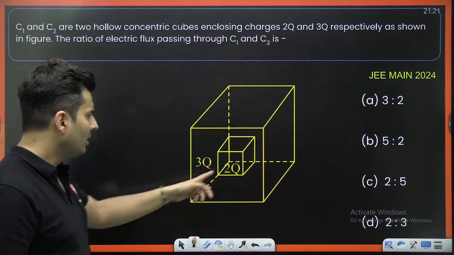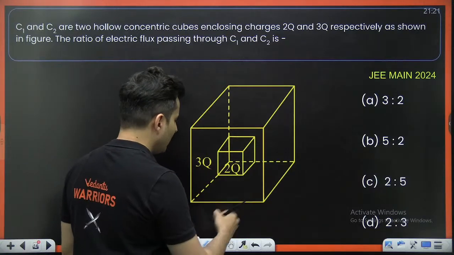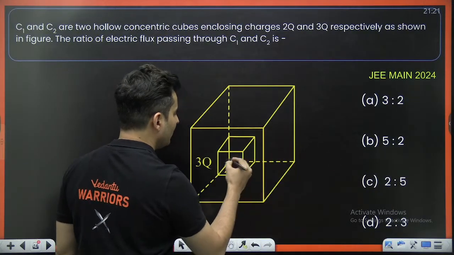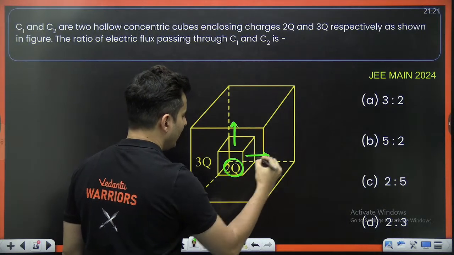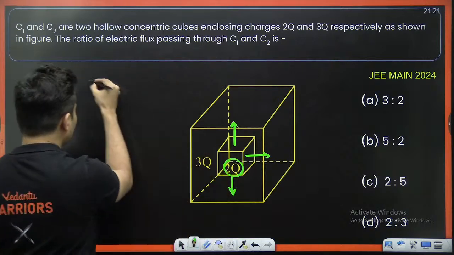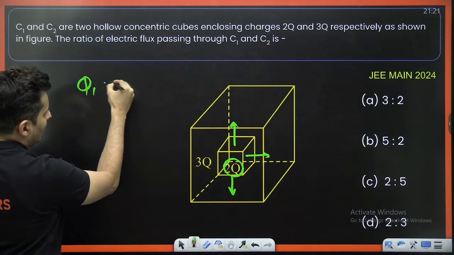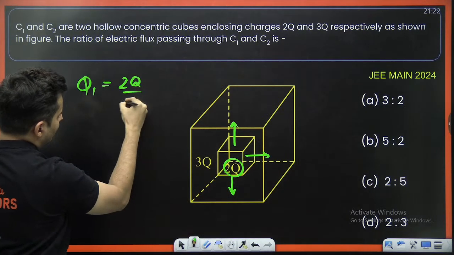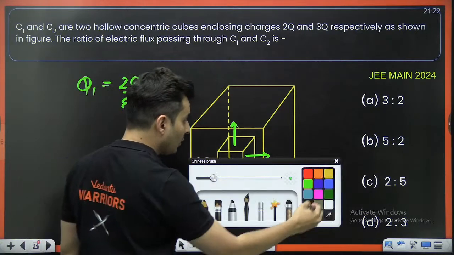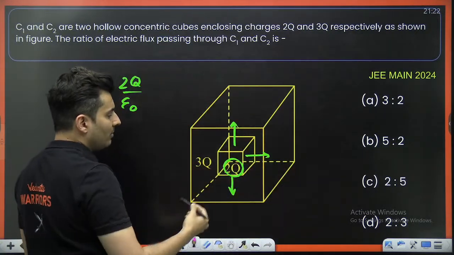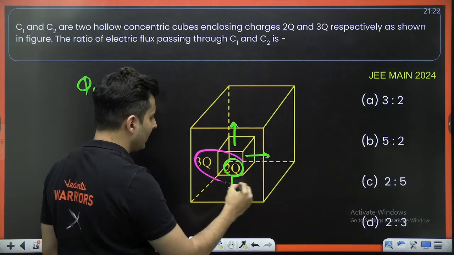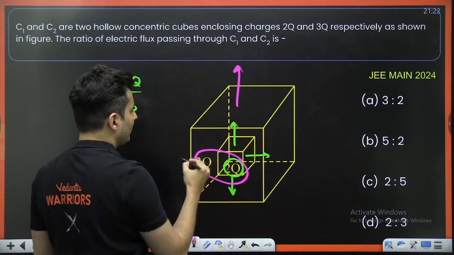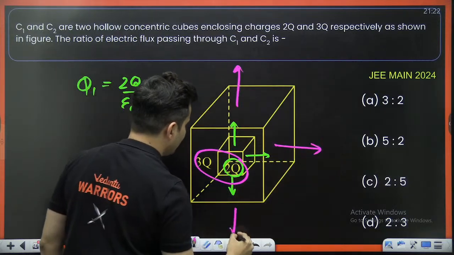What about this question? There is a charge 2q here. So the flux through the inside cube will be 2q by epsilon naught. If you look at the outside cube, this 2q and 3q together will give the total flux. Isn't that right?